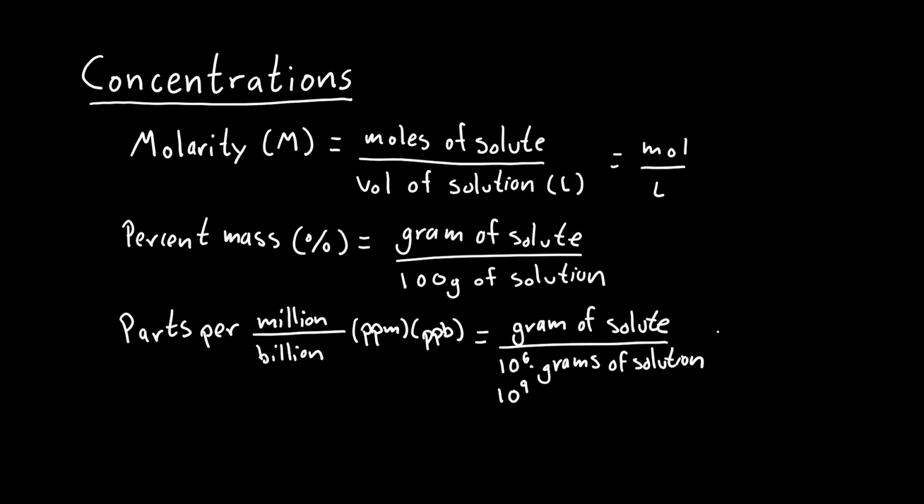And so the units for these, since we have grams of solute divided by grams of solution, is going to be grams over grams. And so for million, oftentimes we use micrograms per gram, since there are 1,000,000 micrograms in 1 gram. And for billion, we use nanograms per gram, since there's 1,000,000,000 nanograms for 1 gram.